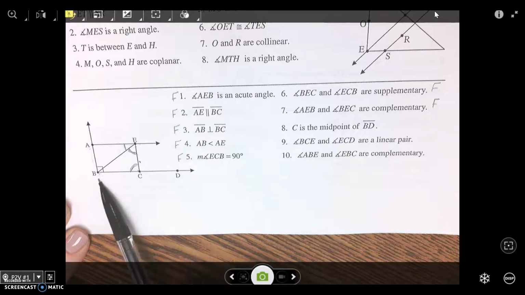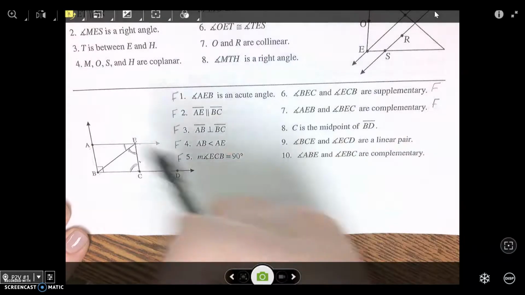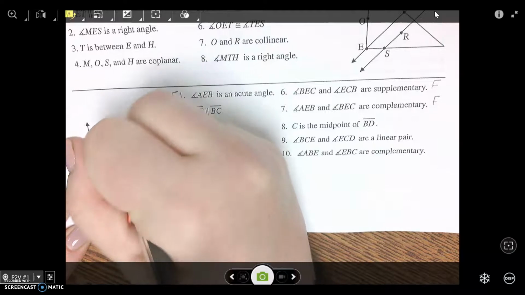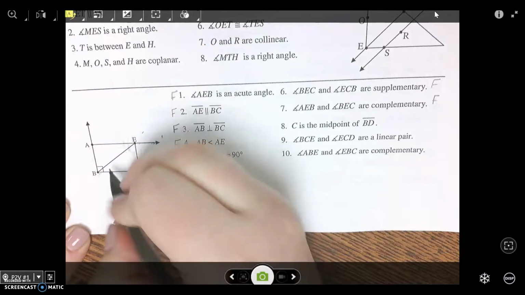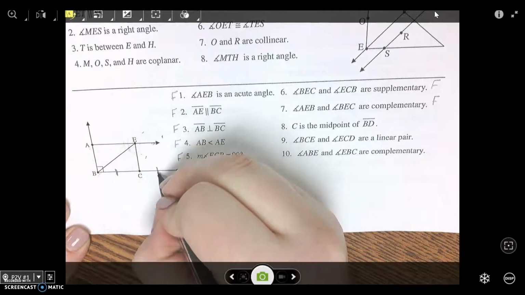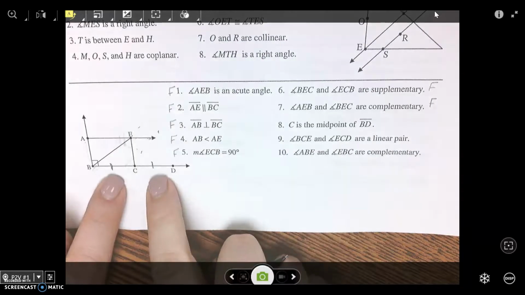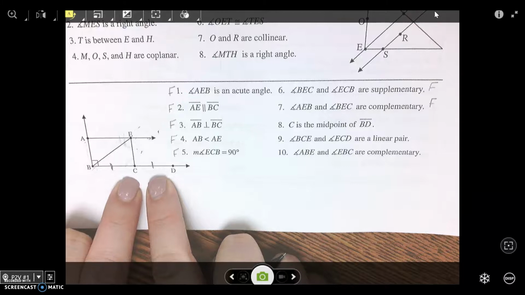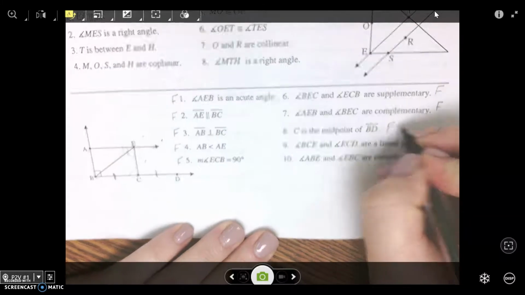Sure looks like it, but you can't assume that. The only way you could assume that is if you had these two little marks right here. That means both of those segments are the same. That would mean C is the midpoint. Okay, so we don't know that, so that's false.